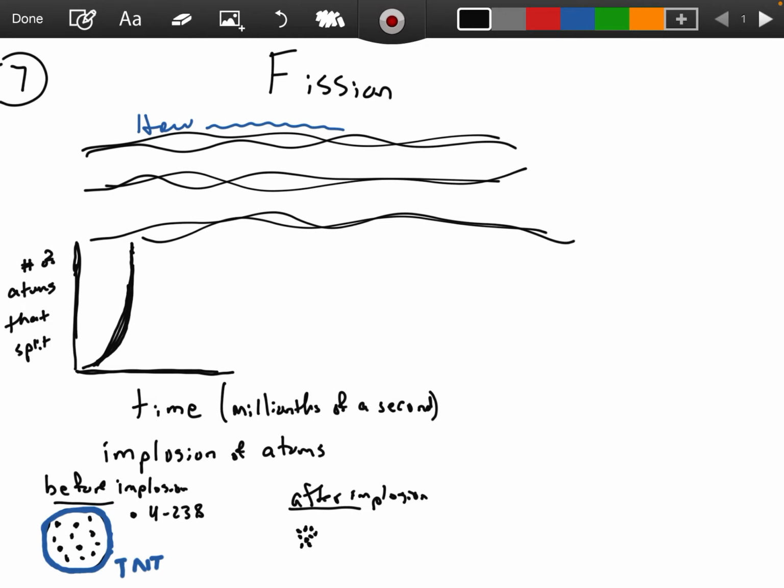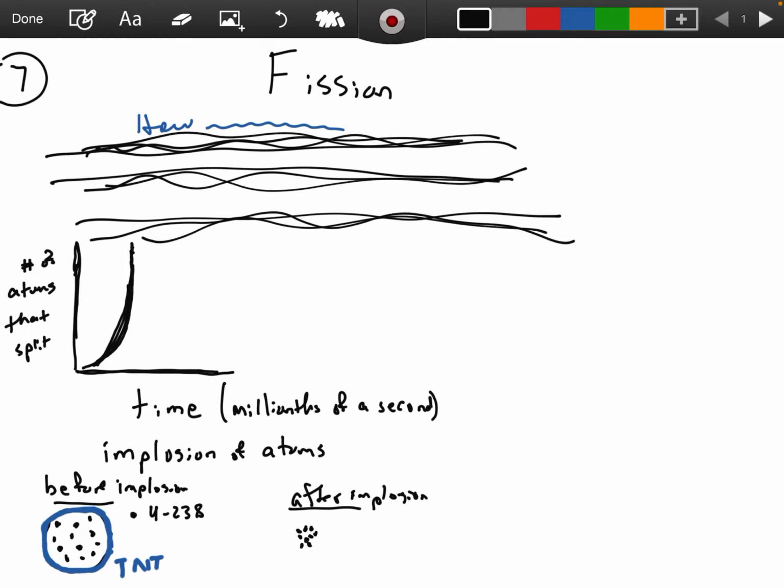So that's page 7. Give me a title, fission. Give me a subtitle, how to create an atomic explosion. Atoms of uranium-238 must be made to split simultaneously or at the same time as much as possible. And then draw a graph which represents that, and then the way that we do that is we implode them using TNT. You can actually go on the internet and look up how to make an atomic bomb.